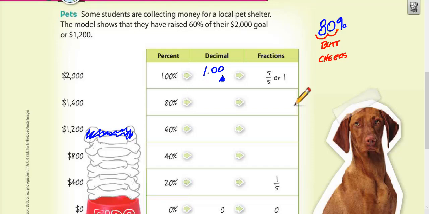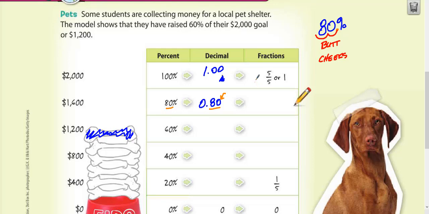So 80% as a decimal becomes 0.80. Now this 0 right here, you don't need that 0. You could write it as 0.8. If you put it on a calculator, it would come out 0.8. But it's nice to see the 80, to see both digits.